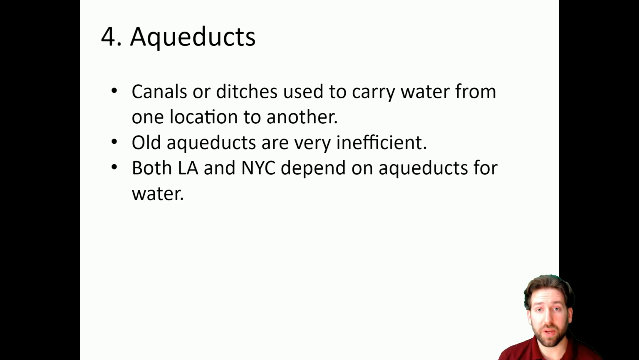The last way that humans interact with their water resources, or at least to get water, is through aqueducts, which are canals or ditches that are used to carry water from one location to another. And it's not the most efficient thing. The water is evaporated as it travels from one spot to another, and the water can travel a pretty long distance to get to its destination.